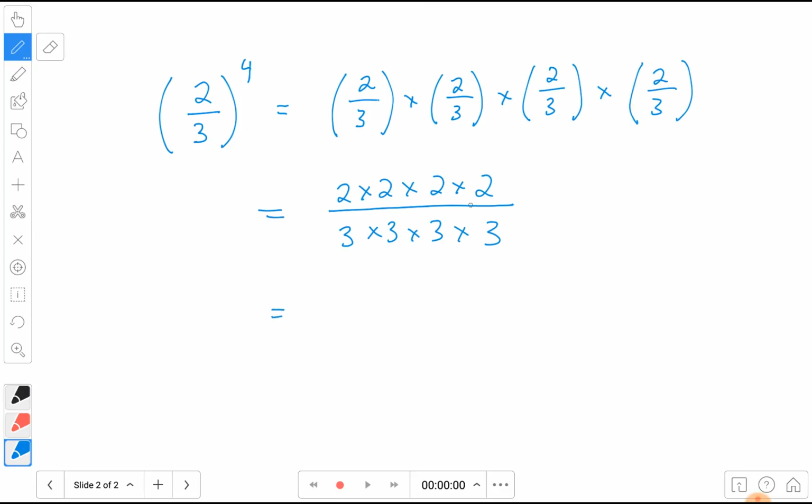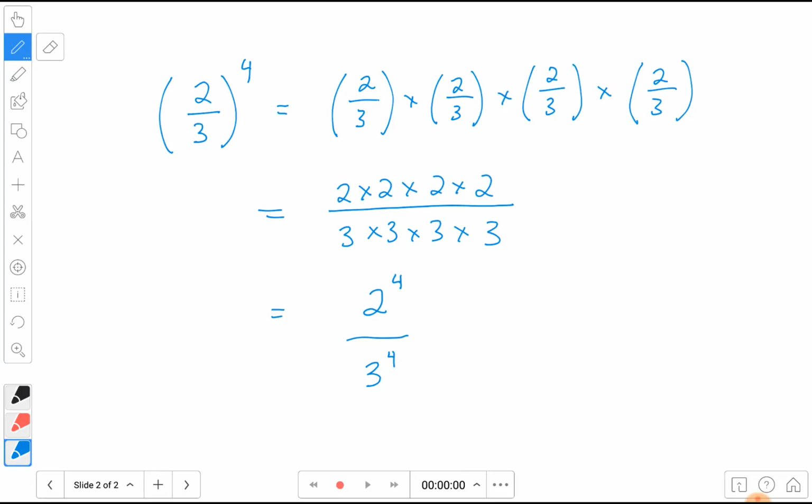Now, this is 2 times 2 times 2 times 2. It's 2 times itself 4 times. We can rewrite that numerator as 2 to the power of 4. In much the same way, the denominator is 3 times itself 4 times. We can rewrite that as 3 to the power of 4. So 2/3 to the power of 4 becomes 2 to the power of 4 over 3 to the power of 4. Just like in power of a product, here the exponent applies to both numbers. See, 2 raised to the power of 4, and 3 raised to the power of 4.